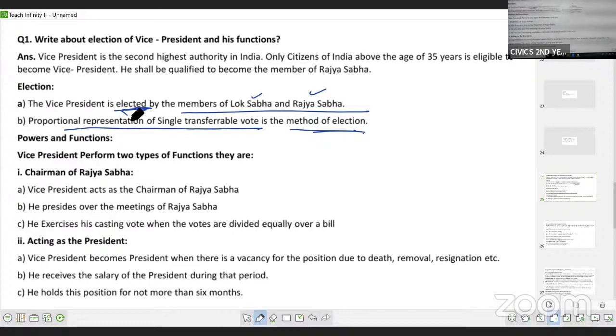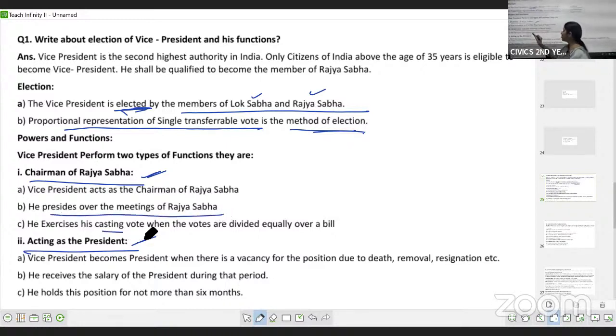Okay. Now coming to the second part of the question, that is powers and functions of the vice president. See, the vice president performs only two functions, or he has only two powers. The first is he is the chairman of Rajya Sabha, and he can act as president. He can be an acting president. So as chairman of Rajya Sabha, he will conduct the meetings of Rajya Sabha.